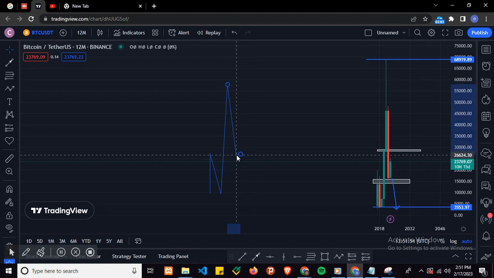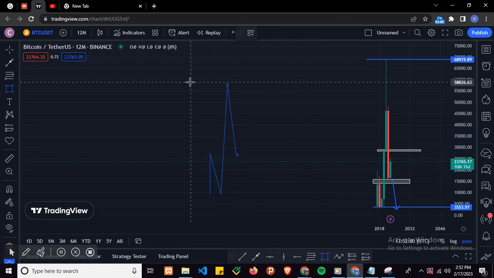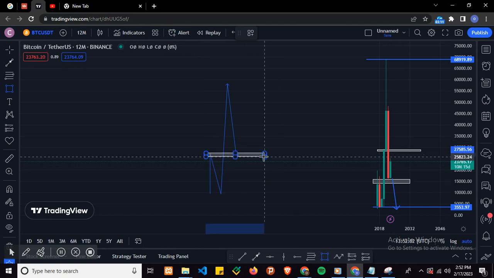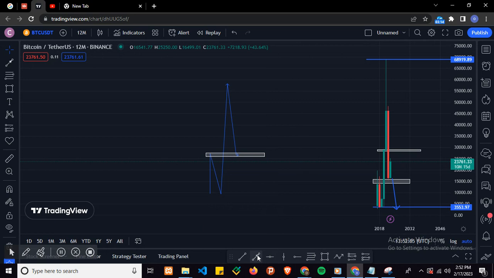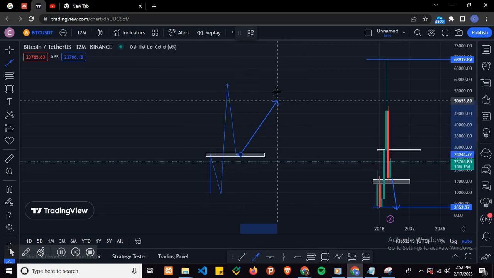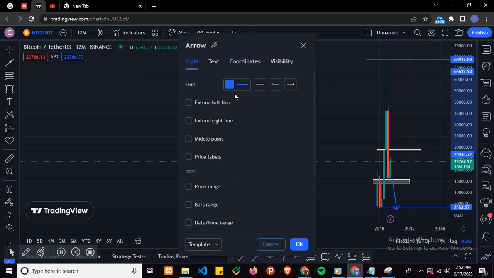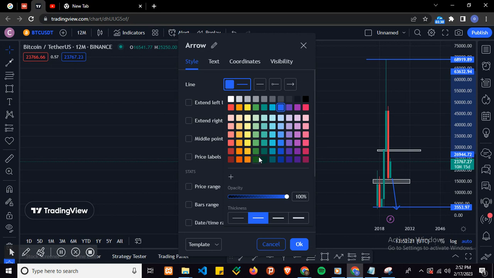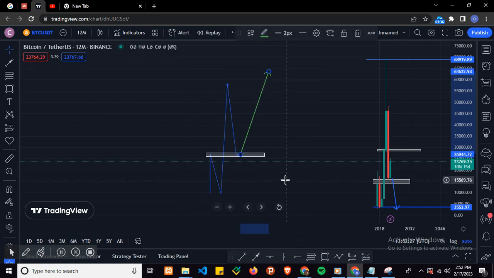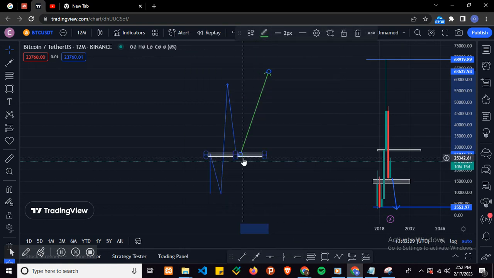So let's draw. Then we have maybe something like this. So we have two possibilities here. Either it shoots to the upside like this. Let me change this one to white, or should I change it to green? Okay, green. And this one to red.